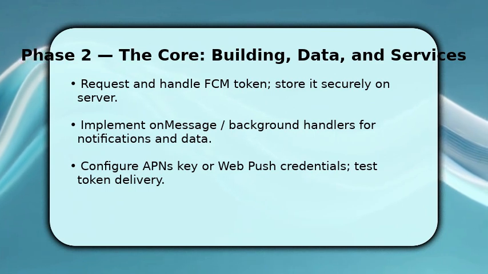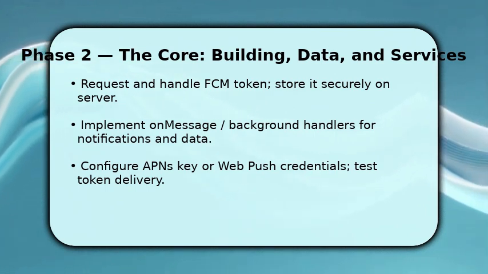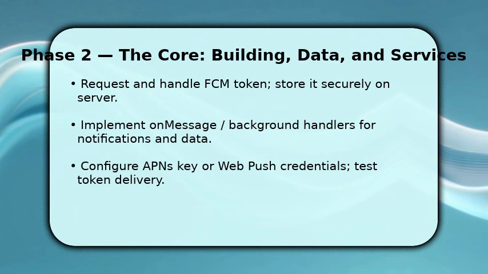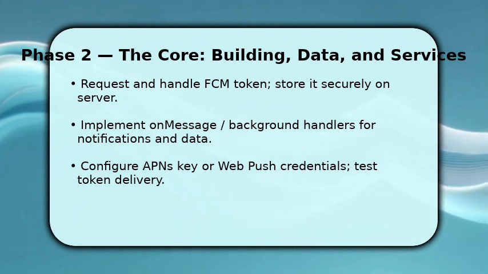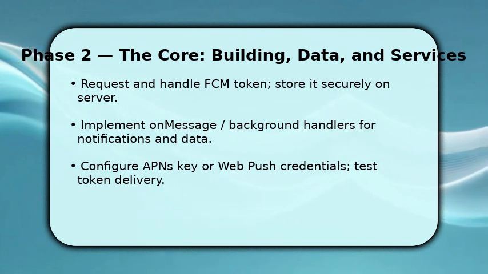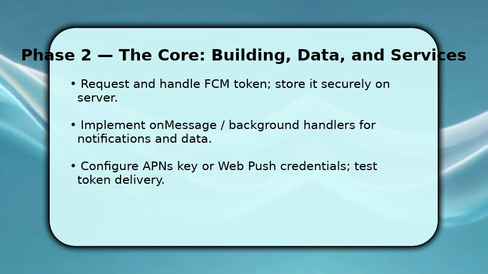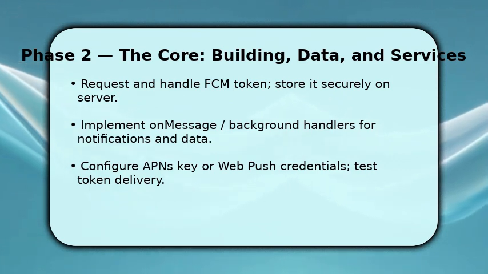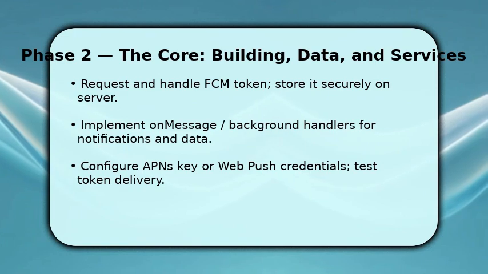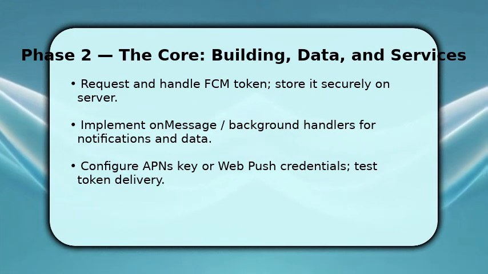Next, implement foreground and background message handlers, onMessage, service worker, or APNs handlers, to display notifications and process data payloads. Also configure APNs key for iOS or web push credentials for browsers. Once configured, send test messages from the console or your server to verify token delivery and handler invocation.